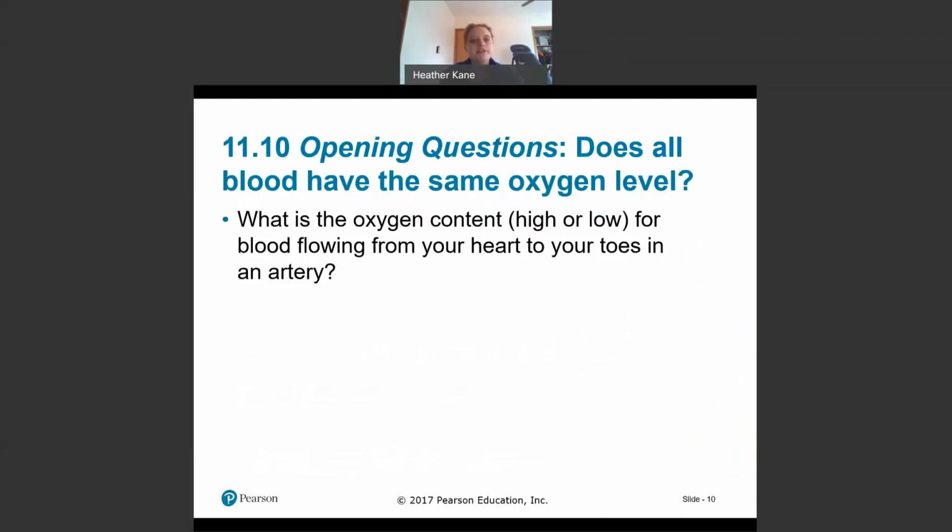So let's talk a little bit about different blood that exists within our body. So what do you guys think? What does the oxygen content, whether high or low, for the blood that's flowing from your heart to your toes in your artery? So is there more oxygen that is flowing from the blood that's right next to your heart versus the blood that's going to your toes? And this can be compared to, what about the oxygen content from blood that's flowing from your brain to your heart in a vein? From your brain to your heart in a vein.